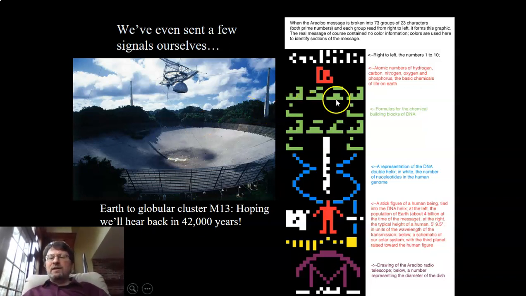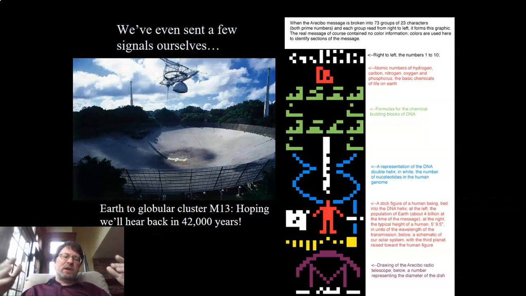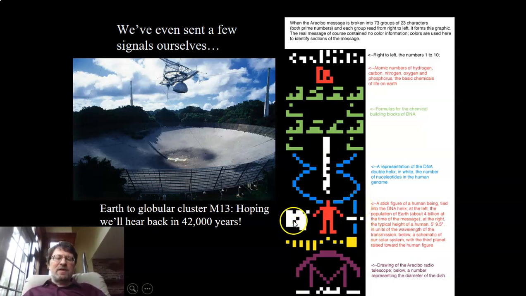Not only that, in green they're showing us the chemical building blocks of DNA. They show us the double helix structure of DNA. And this in white is a number telling us the number of nucleotides in the human genome sequence. They even, for whoever in whatever civilization would pick up this signal, show a picture of the human body. What a beautiful rendition, a little stick figure of the human. Over on the side, they say how tall the human is using a fundamental unit of length. And over on the left, they give another number that shows at the time how many billion people were on the Earth, a little more than 4 billion people.